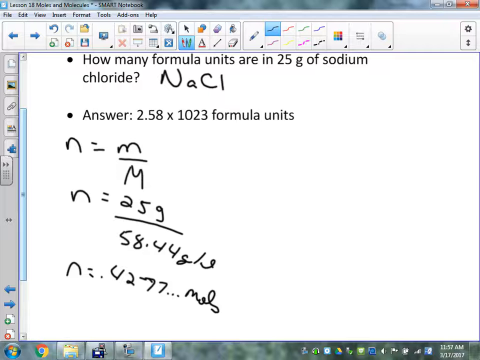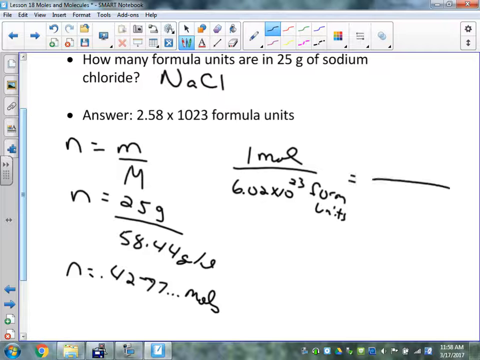So we then use this ratio here, 1 mole, 6.02 times 10 to the 23. You can call them formula units if you want, or molecules or compounds or whatever. And we have 0.4277. That would go there, and we cross multiply and solve.